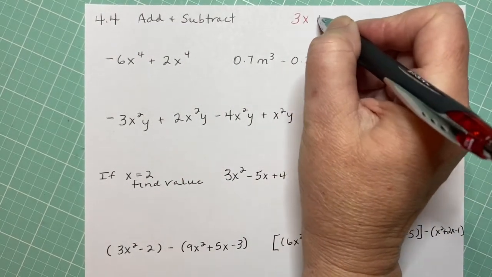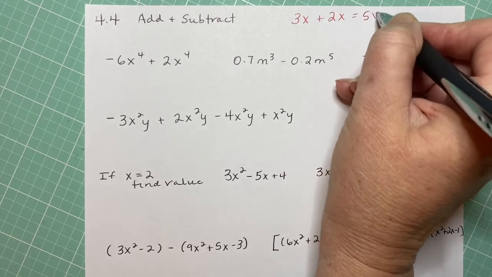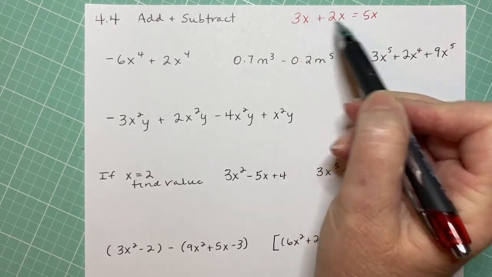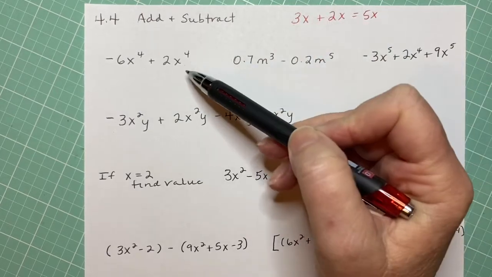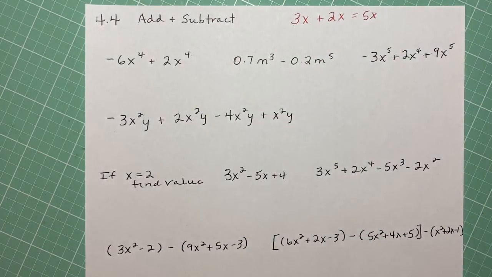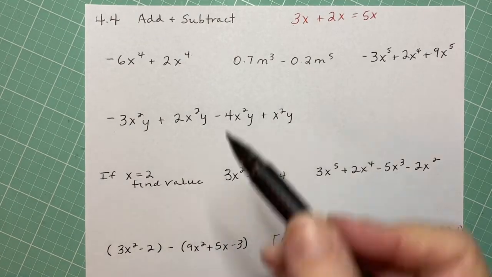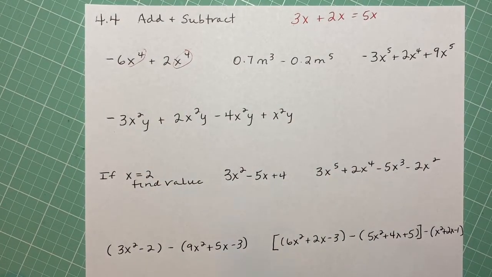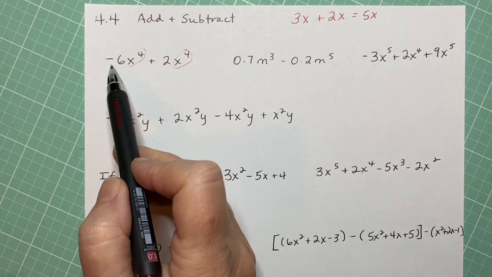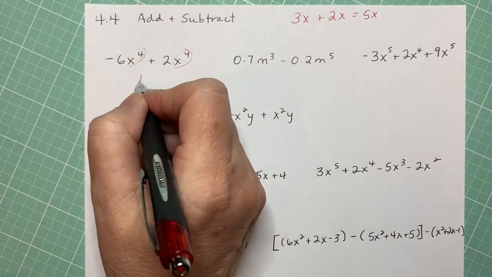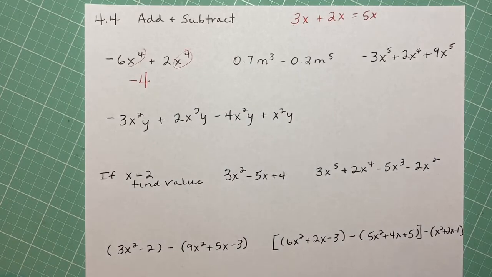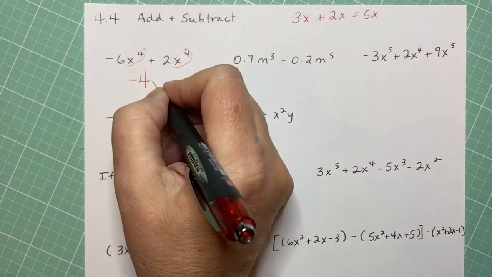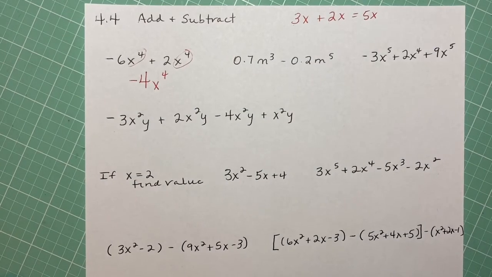So if I said 3x plus 2x would equal 5x's. We add the coefficients, but the variable doesn't change. Exponents are just another form of a variable, so we can only add things that are the same letter and the same exponent. So when we look at this one, they're both x to the 4, so they have the same letter and the same exponent. So we just use our sign rules and say -6 and a +2. The signs are different, so we subtract and take the sign of the larger, so we get a -4, and then that x to the 4 stays the same. So when you're adding like terms, that exponent doesn't change.